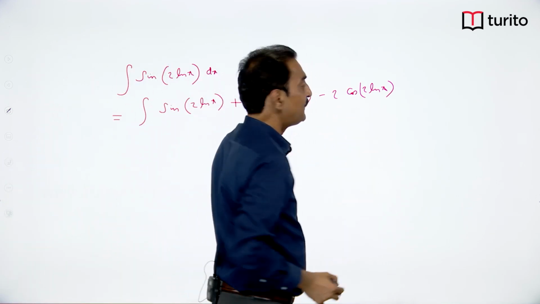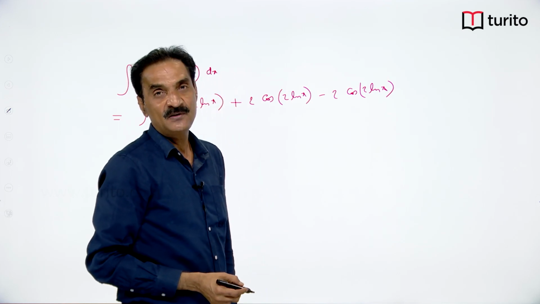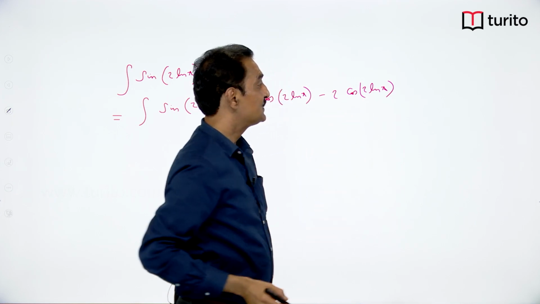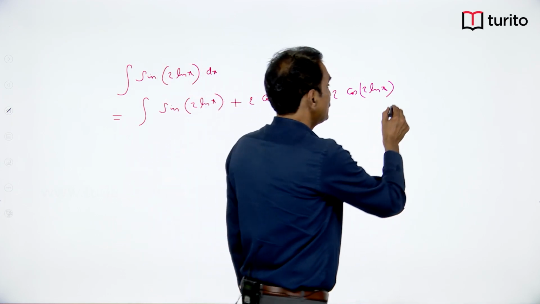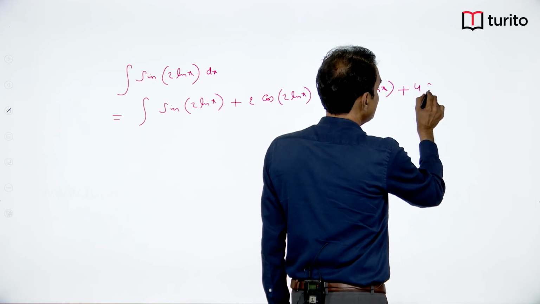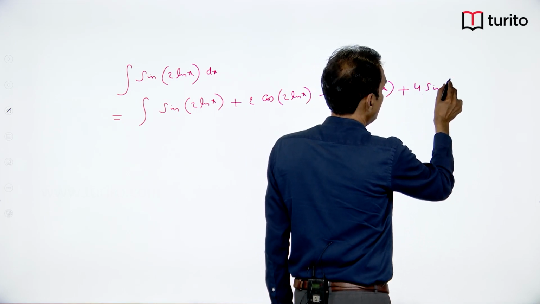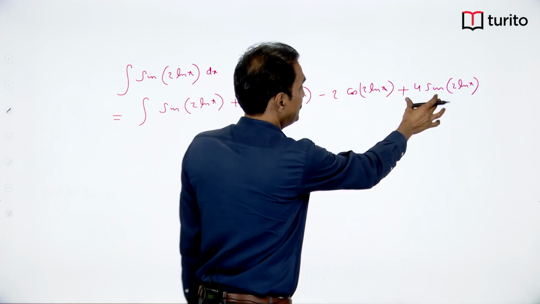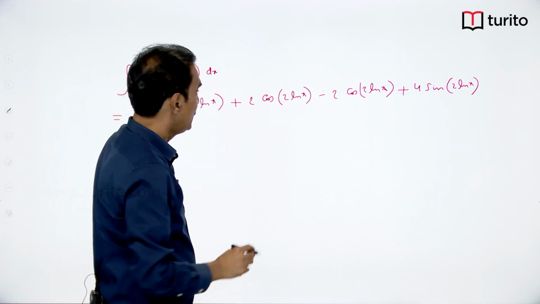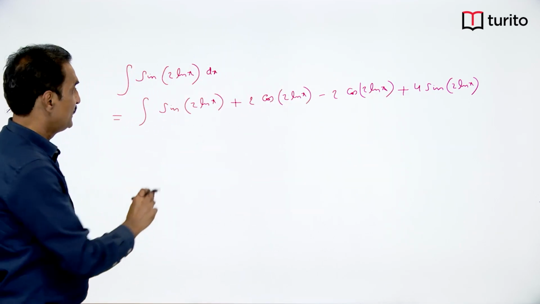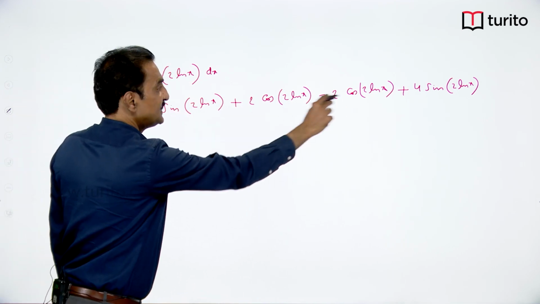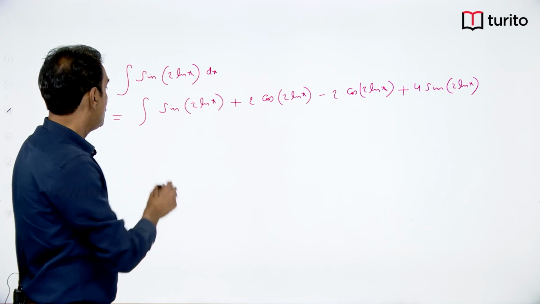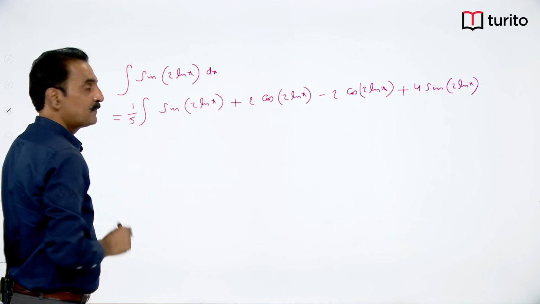If you take this as f of ln x, its derivative with respect to ln x is 4 sin 2 ln x. So, add 4 sin 2 ln x. Then we do not subtract because 4 sin 2 ln x is the given question only. If you now observe, this is cancelled, this plus last term becomes 5 into sin of 2 ln x. So, we have to divide by 5.